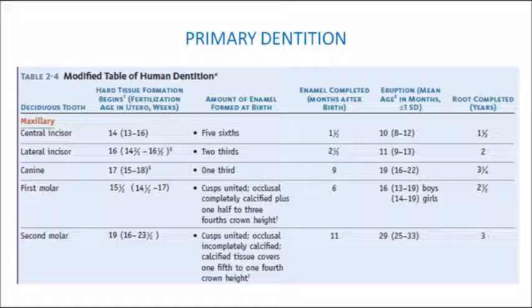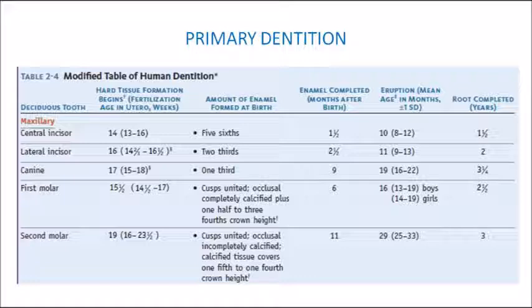So regarding enamel formation at birth, two important points to notice: in the upper primary dentition none of the teeth has completely calcified, or the enamel formation is not complete at the time of birth. And also specifically remember that in the second primary molar the occlusal is incompletely calcified. Now, when does enamel completion happen? After birth. For the central incisor it is 1.5 months after birth, lateral incisor 2.5 months, canine 9 months, first molar 6 months, and second molar 11 months.